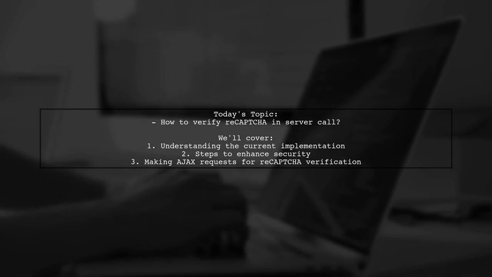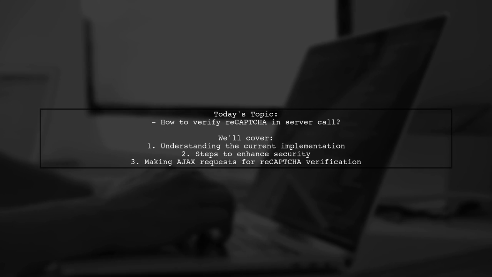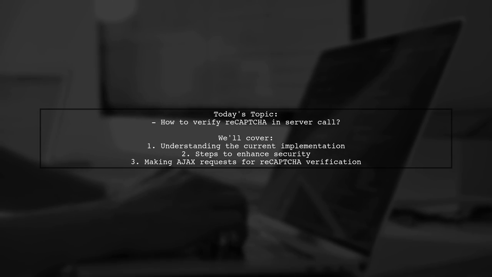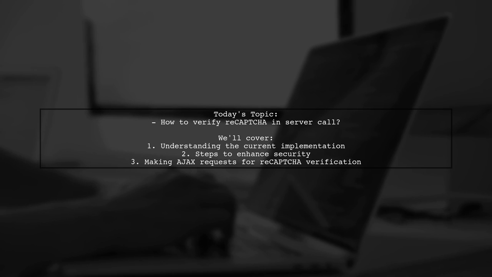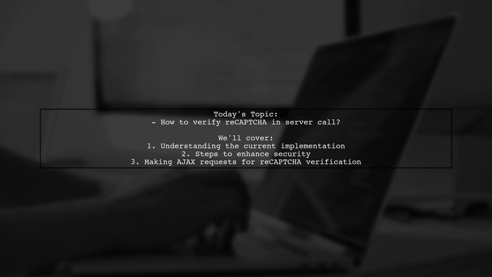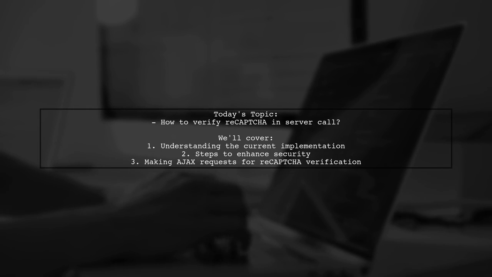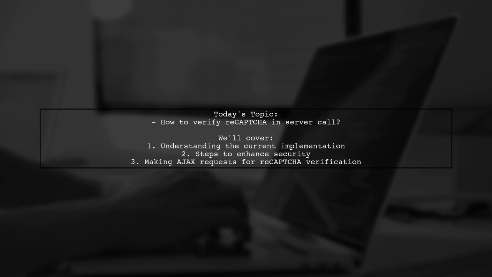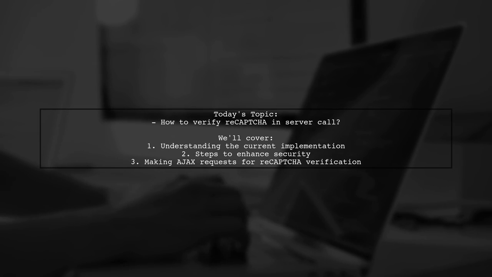Today, we're tackling a crucial question for web developers: how to verify reCAPTCHA in a server call. Our viewer has a specific situation where they want to enhance security by changing their login implementation. They used to submit a simple form, but now they want to use jQuery for a smoother experience. This involves making an AJAX request to verify reCAPTCHA on the server without reloading the page. Let's break down the steps and find out how to achieve this effectively.